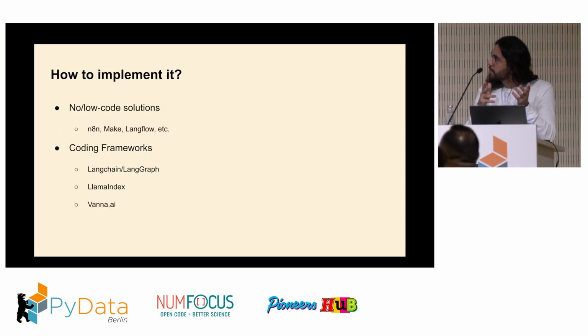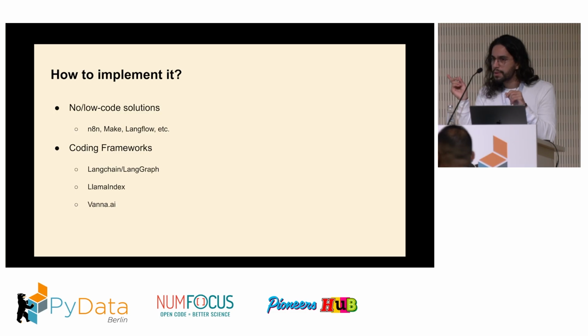And we have different ways to implement it. There are different frameworks, specifically no-code or low-code solutions, for example LangChain. I'm going to show how to use it quite quickly. We have some templates available already. And of course, there's LangGraph, which is the one that I'm most familiar with. But I have also searched for how to implement it using LlamaIndex and Vanna AI.